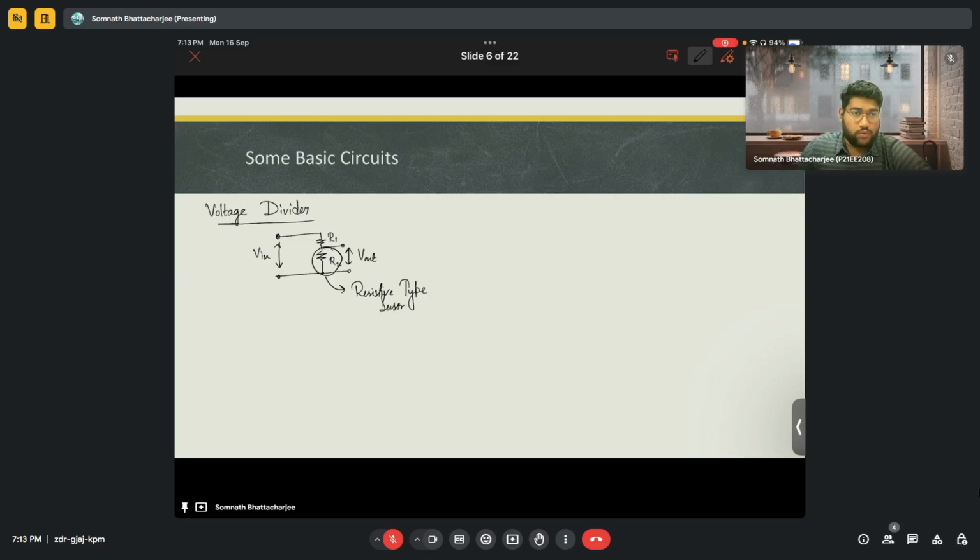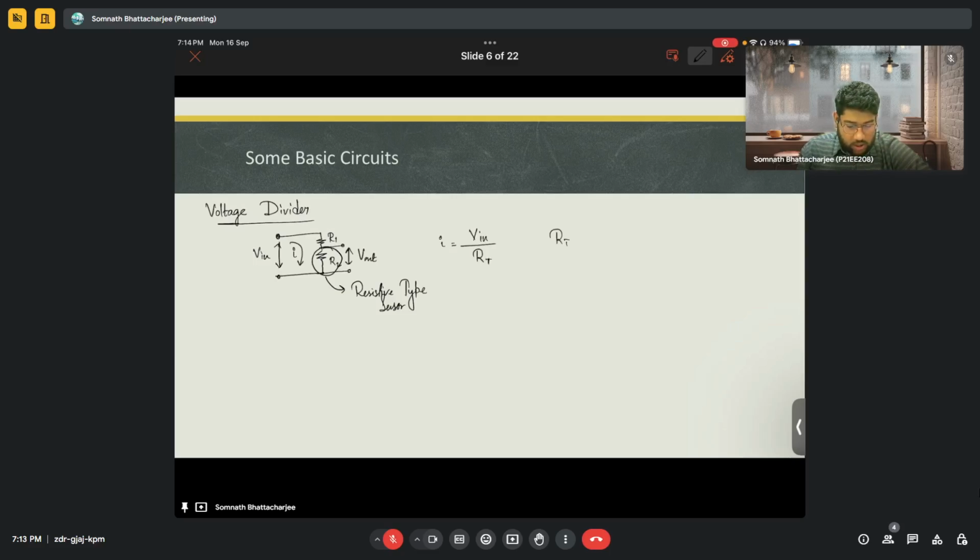Okay, so we need to know what is the V output, that is the output across this resistance R2, or let's say RS, that is the resistance of the sensors. So we need to find out what is the value of this. If we consider there's a current I flowing through this line, through this channel, the value of I will be V input by RT.